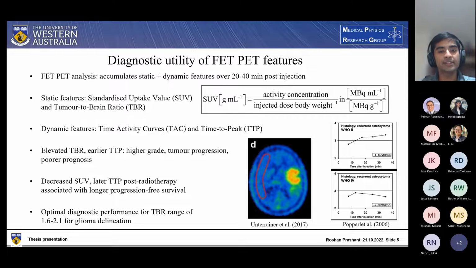The dynamic features from FET PET scans are usually in the form of time activity curves, and an element of time activity curves that has shown prognostic power is the time to peak. A couple of examples of time activity curves are demonstrated here, where the y-axis is the SUV and time is shown on the x-axis. The time to peak refers to the time at which the SUV value reaches its maximum. So in this graph, it's here, and in this graph, it is here.